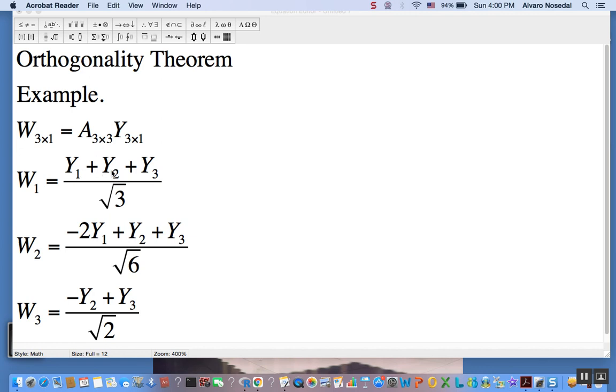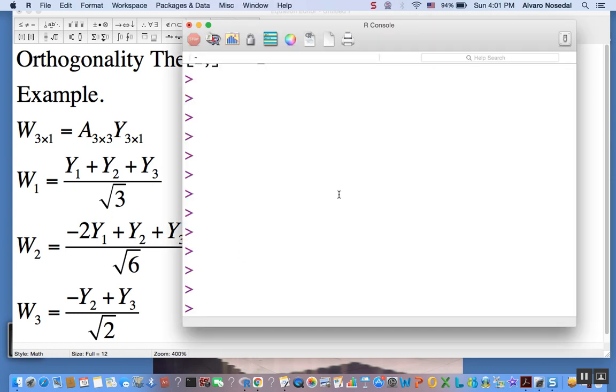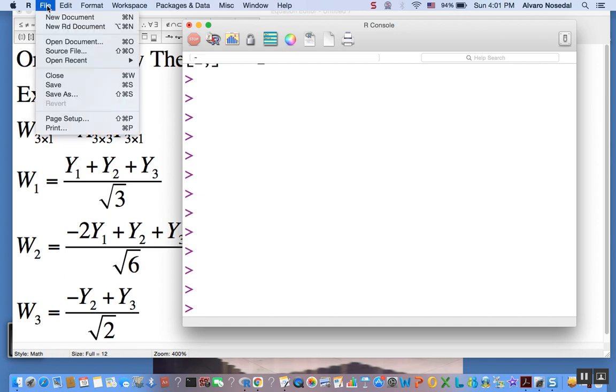Since y1, y2, and y3 are normally distributed, they're independent, they have means 0, variances sigma square, each of them. If we could show that this 3 by 3 matrix A is an orthogonal matrix, we are done. And to do that, we are going to be using R. So let's define the first transformation here.